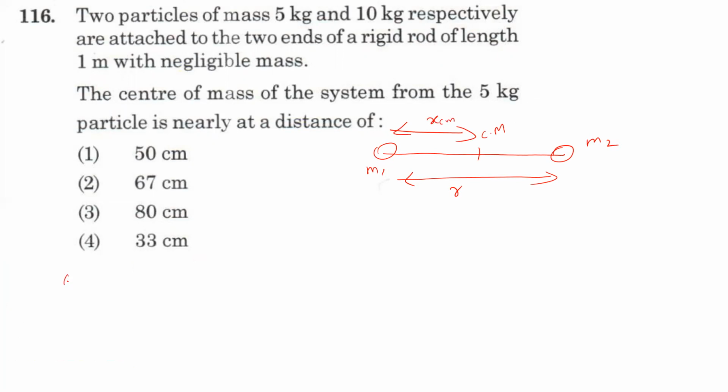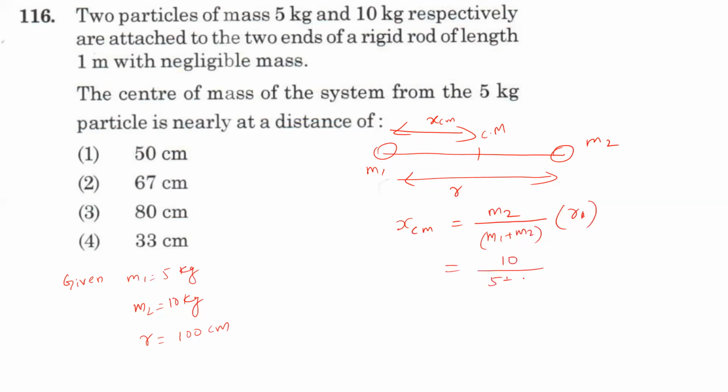Here, what is given? m1 is equal to 5 kilogram, m2 is equal to 10 kilogram, and the distance is given as 1 meter, which we take as 100 centimeter. Now the formula for finding x_cm, the position of the center of mass from the first particle, is equal to the second mass divided by the first mass plus the second mass, into the distance between the two particles. So m2 is 10, divided by m1 is 5 plus m2 is 10, into r which is 100 centimeter.